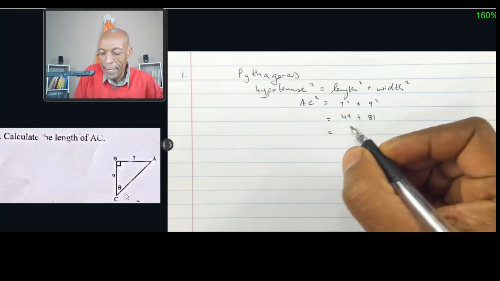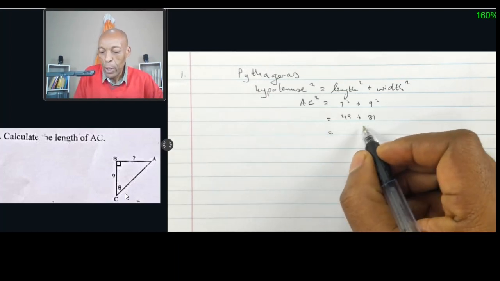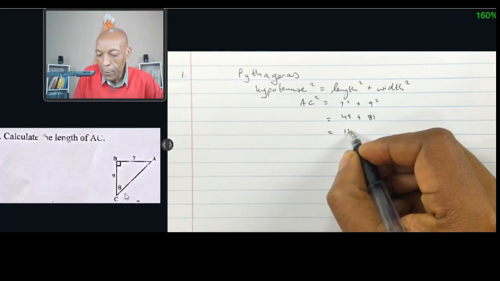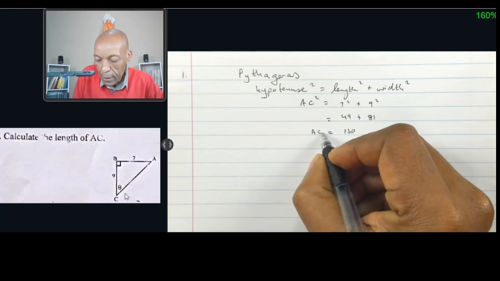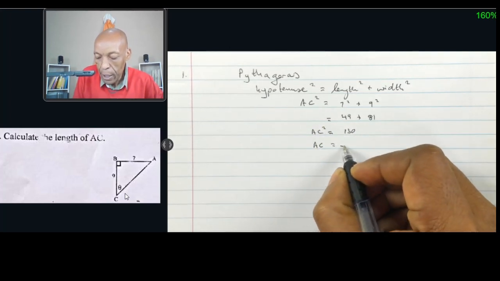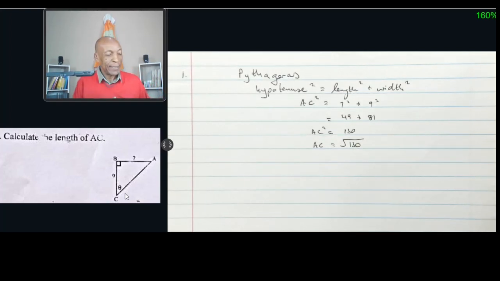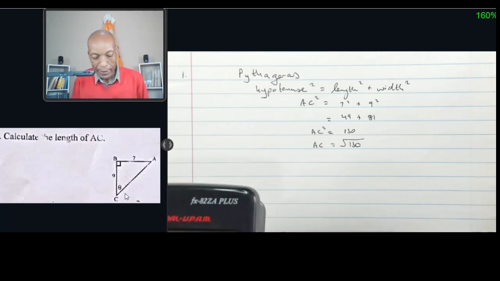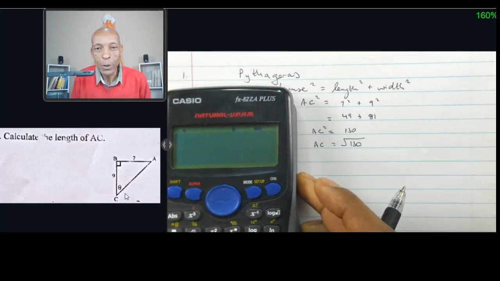What do we find? These two give me a 10. Those ones give me a 12. So it means I have a 130. Then when I finally find AC, what do I do? I take the square root, isn't it? All right. And what did they say? They said 2 decimal places. If we do 2 decimal places, what are we going to get?